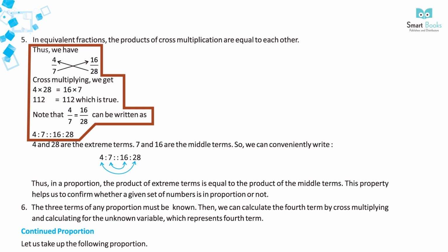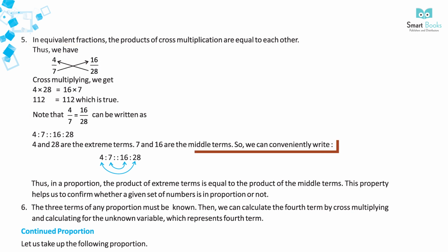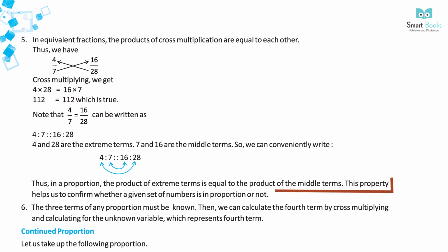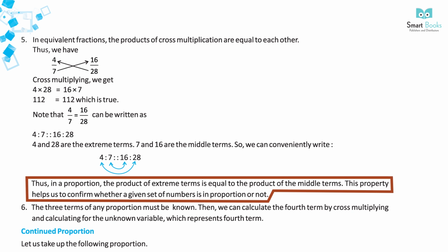Note that 4 upon 7 equals 16 upon 28 can be written as 4 ratio 7 is to 16 ratio 28. 4 and 28 are the extreme terms. 7 and 16 are the middle terms. So, we can conveniently write 4:7::16:28. Thus, in a proportion, the product of extreme terms is equal to the product of the middle terms. This property helps us to confirm whether a given set of numbers is in proportion or not.